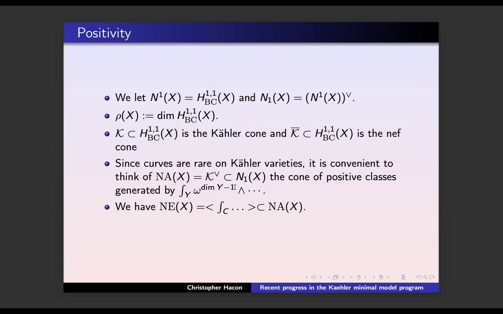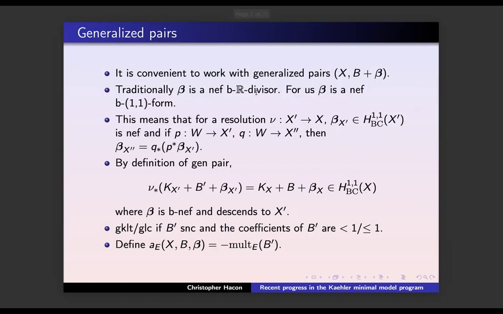So it's the kind of thing that you want to integrate against (1,1) forms, and it plays the role of integrating against curves. So you can think of this as being the generators of your, instead of the cone of effective curves, as the cone of positive (1,1) classes. So instead of working with the usual pairs, it's actually convenient to work with generalized pairs.